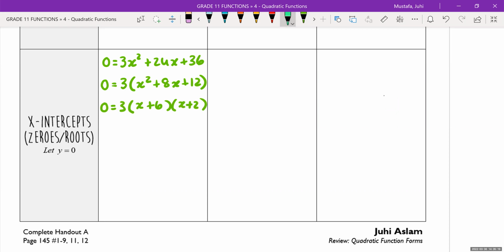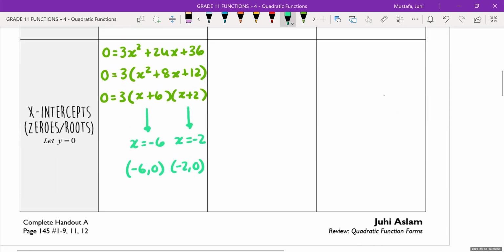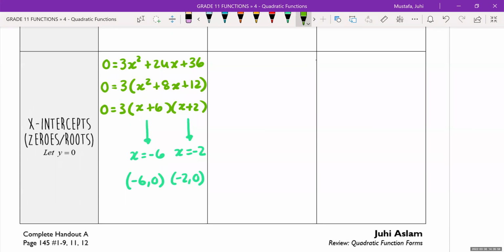And then from here, we basically take each factor and let it equal 0, and we solve. So it's kind of like saying x plus 6 is equal to 0. That means x is going to be equal to negative 6. And x is going to be equal to negative 2. And just like before, I like to rewrite this so that it's an actual coordinate. (-6, 0) and (-2, 0) are where you will find your x-intercepts. Does this make sense so far?